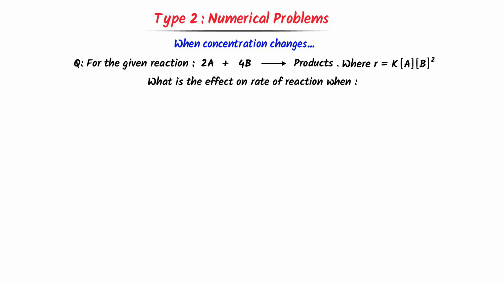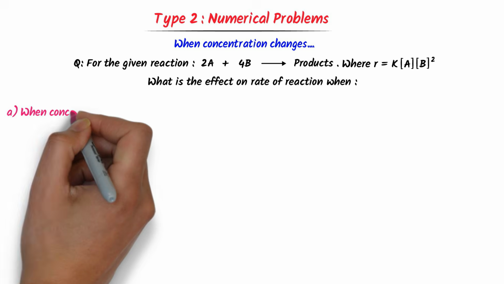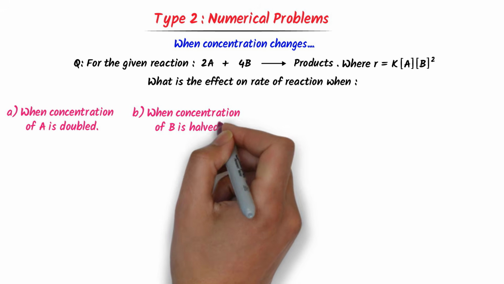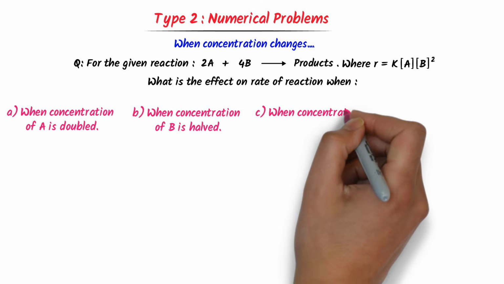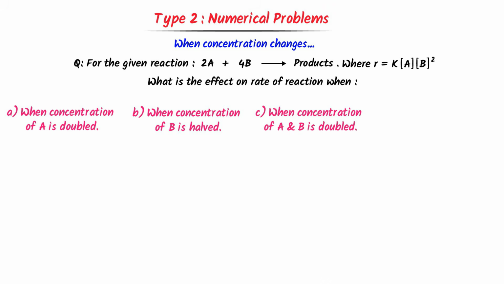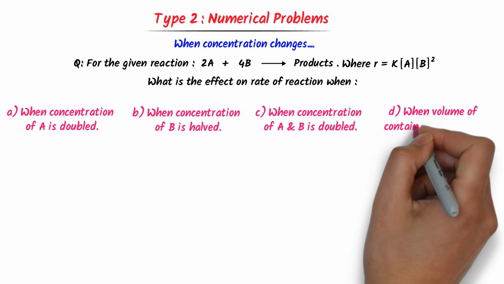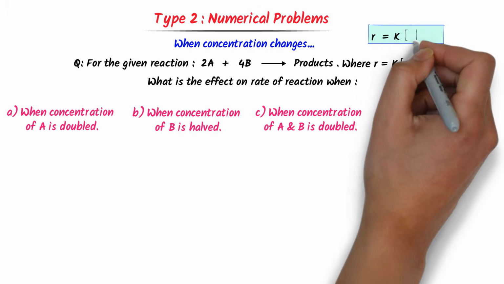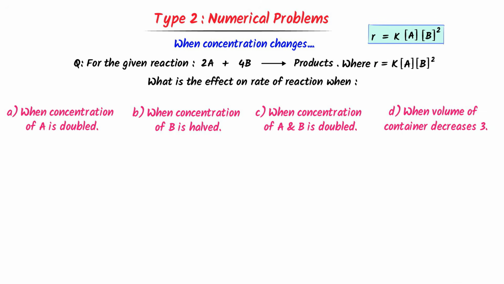What is the effect on rate of reaction when concentration of A is doubled? When concentration of B is halved? Concentration of both A and B is doubled, and volume of container decreases 3 times. Well, the rate of a reaction is already given in such type of numerical problems. I write it here.